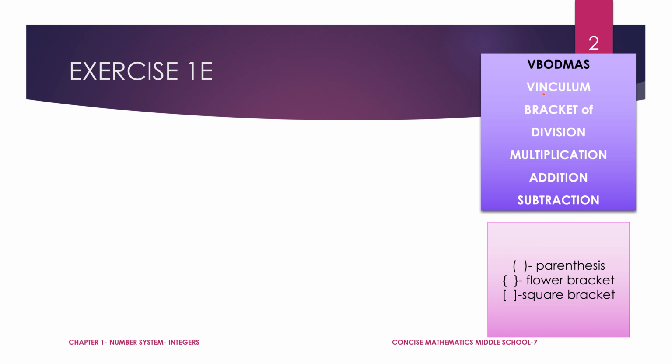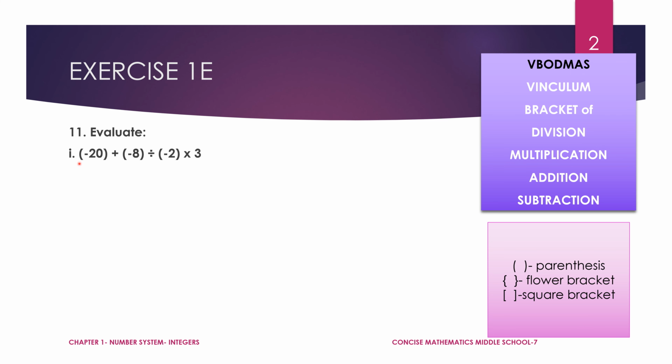Then you should move on to the braces again, that is to flower braces. Check if any integers are there within the flower braces. Even inside the flower braces, again check for division, multiplication, addition, subtraction. If there are no braces, you can directly check for division, then you have to do the multiplication and then addition and then subtraction. Let's take an example so that you can understand it clearly.